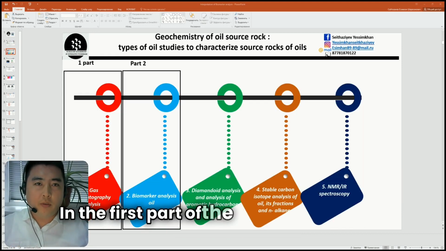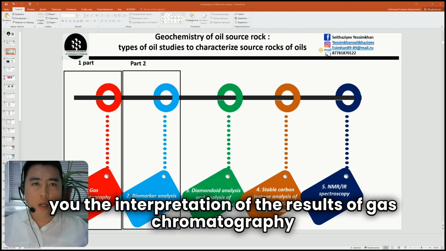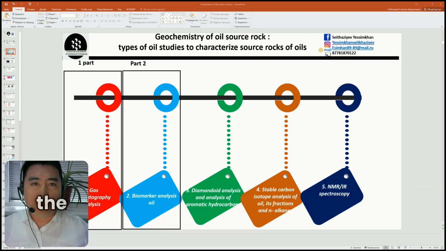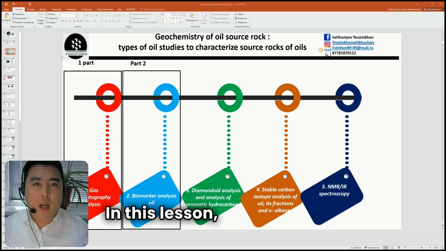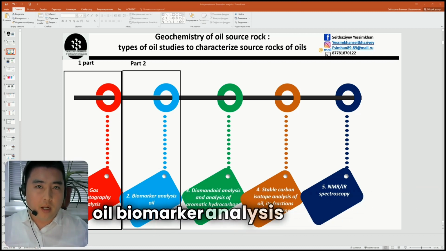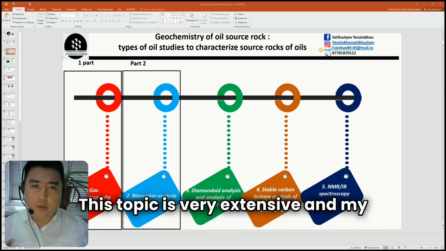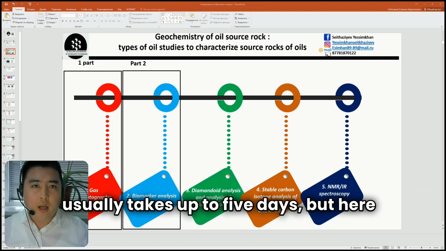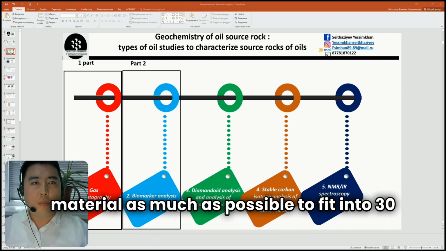In the first part of the seminar, I showed you the interpretation of the results of gas chromatography analysis of oil and the visual application to substantiate the physical and chemical properties of oil. In this lesson, I will show you the practical interpretation of the results of oil biomarker analysis in detail. This topic is very extensive and my training on this topic usually takes up to 5 days, but here I reduce the material as much as possible to fit into 30 minutes.